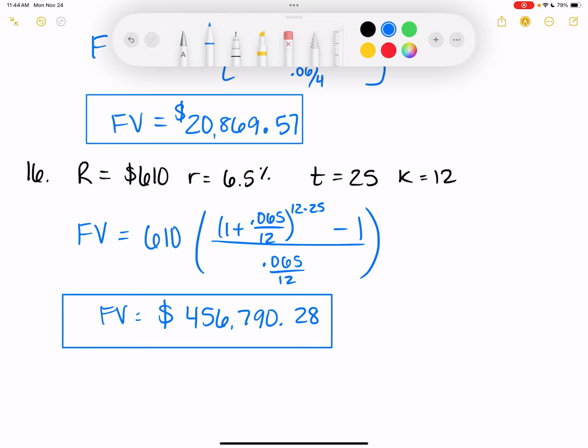8.4. Are you in radians or degrees? It's on... that would not matter at all. Oh, I did not get that answer. Yeah, I got $8. Oh, because I put 12.25 instead of 12 times 25. Ron, you have that answer, 456.79.